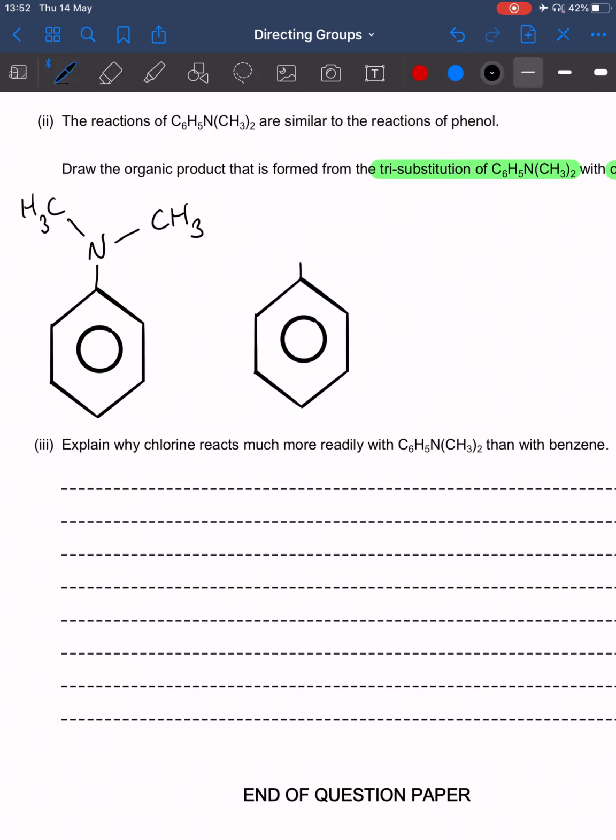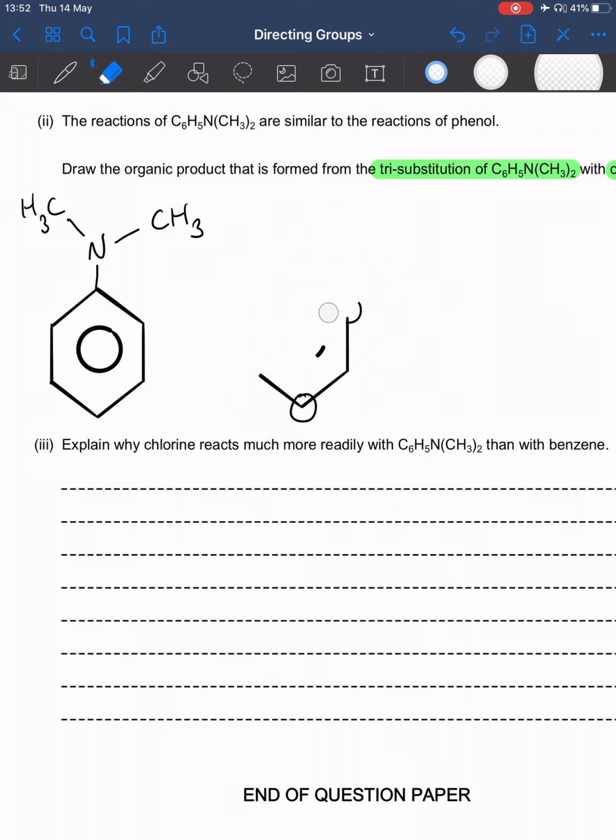And what do we know about phenol? We know that phenol is a 2,4 directing group. Because it's a 2,4 directing group, we're looking at directing onto here or here. So we're going to get substitution there or here. Now we're talking about a tri-substitution. So we already know that it reacts the same as phenol. Phenol is 2,4, and we're looking at 3 substitutions taking place. So let's shift this into the center.